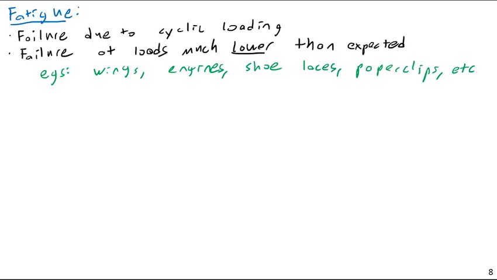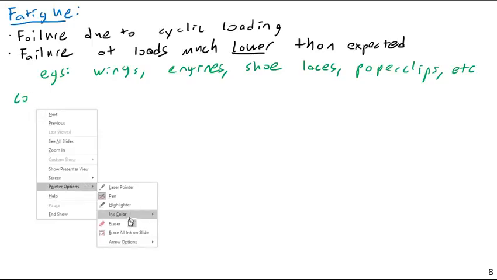The material clearly has enough capacity to resist the bending that you're going to be applying. However, as you all know from experience, if you bend the metal of a paperclip repeatedly, back and forth, back and forth, it eventually fails. And so the load you're applying isn't very large, but it fails at a load much lower than you would expect.